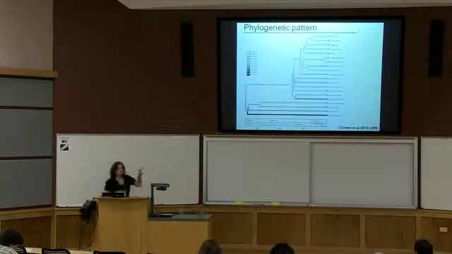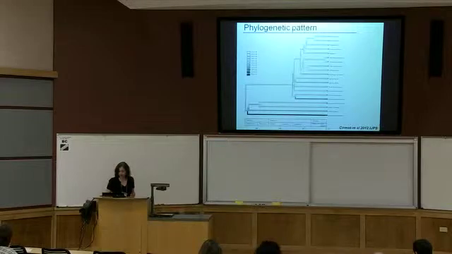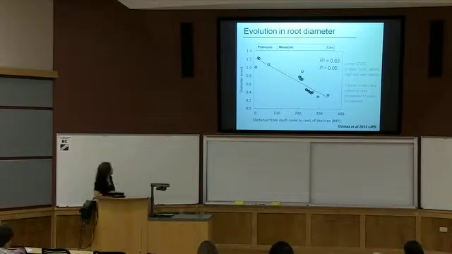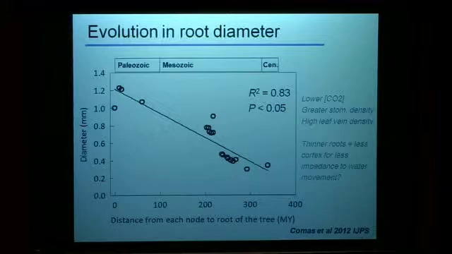And it's not as distinct from here because the colors aren't showing up quite distinctly, but if we take that data and look at it a different way, this 0 here is the root of that phylogenetic tree, and this is time in millions of years from the root of that tree. This is an ancestral reconstruction at each node, showing what the root diameter is estimated to be at distances from the root of the tree. And there's a very clear pattern with time that root diameters were getting a lot finer.